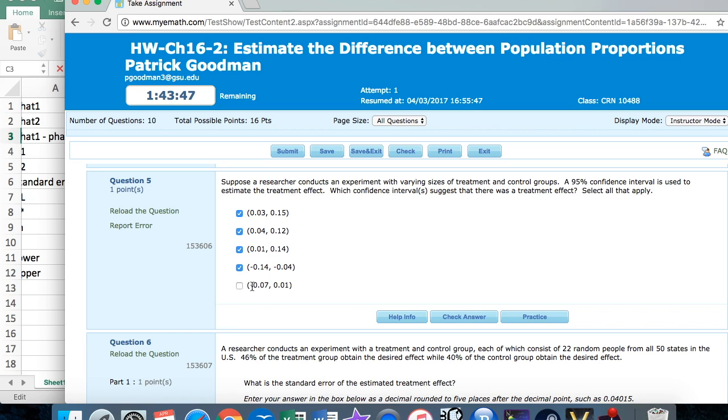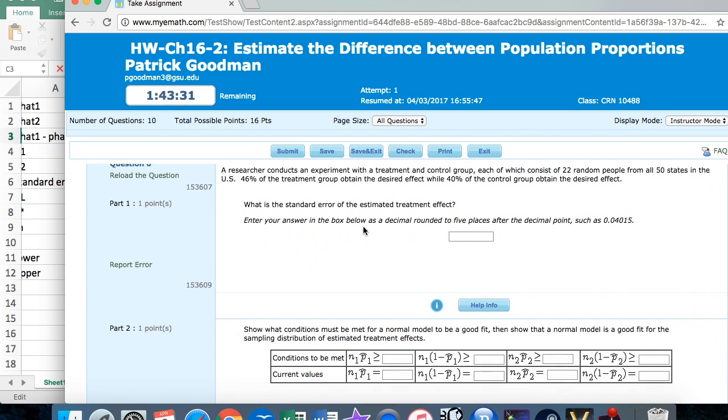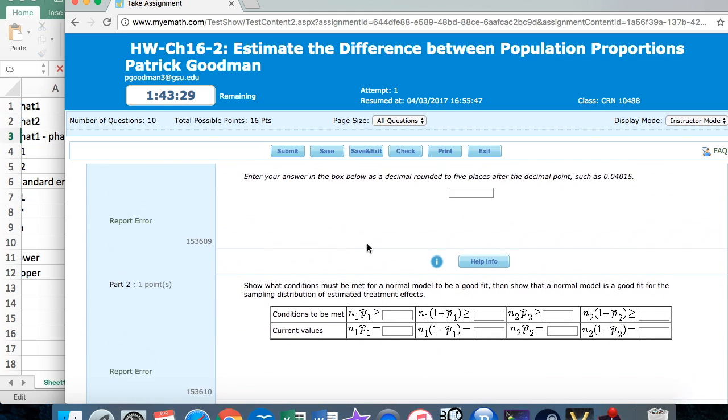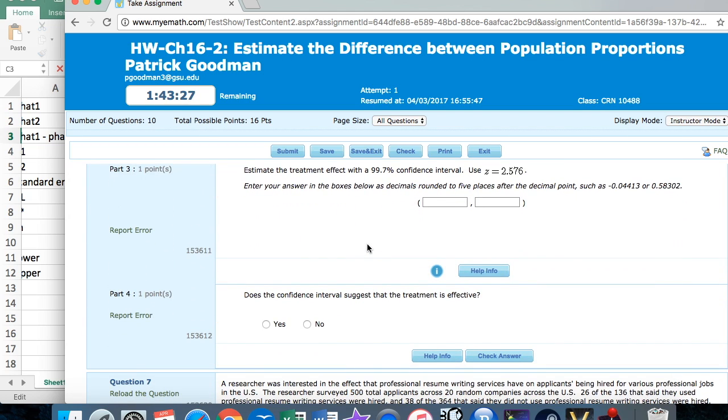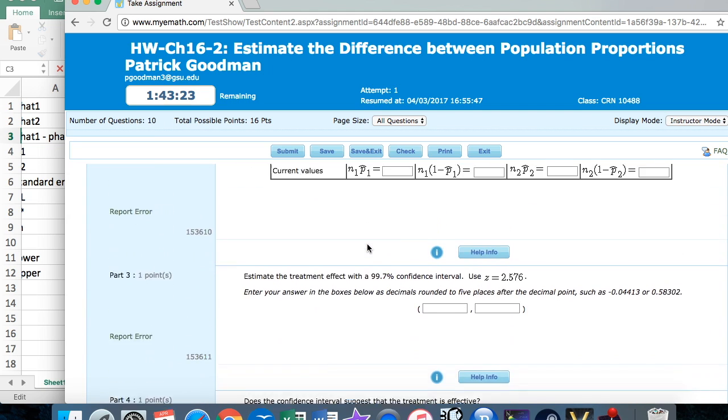But look at this. Negative 0.07 and 0.01. This one does include 0, so we cannot conclude a treatment effect. It could imply that there is no treatment effect at all. Okay, check that, and there you go. So that's how we do that problem. You should be able to do this now.